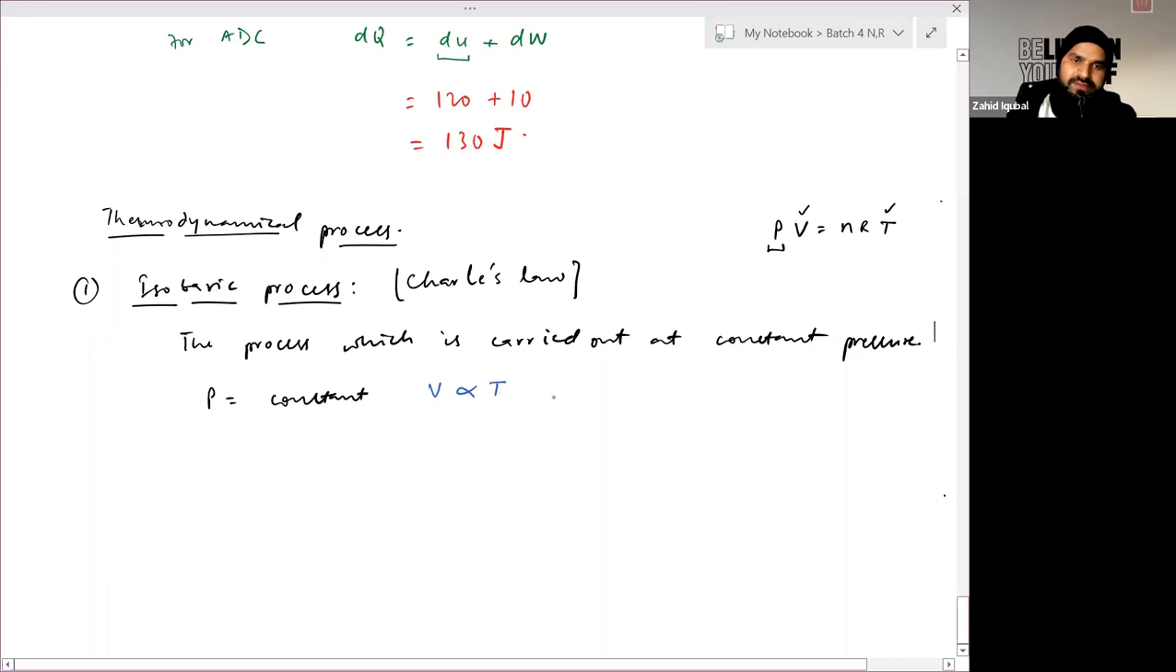Move this temperature to the left side. So you'll get V1 divided by T1 equals V2 divided by T2. It will be termed as equation of state. According to the generalized formula, PV to the power x is equal to constant. So what will be the value of x so that P becomes constant? So we'll say x will be 0.